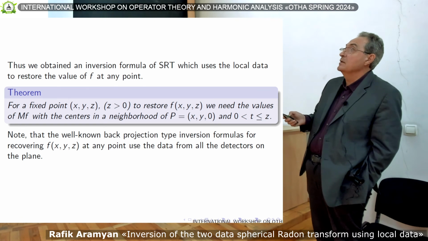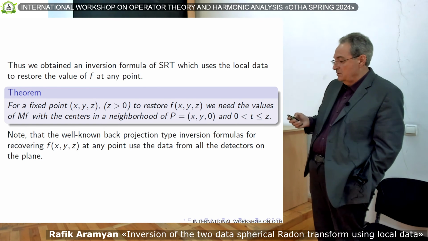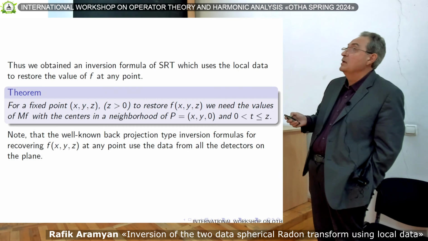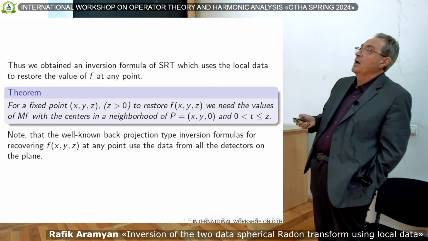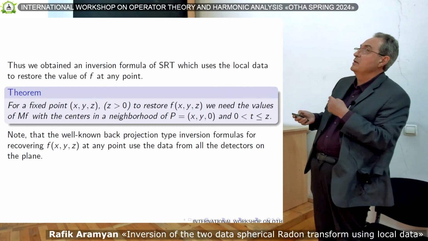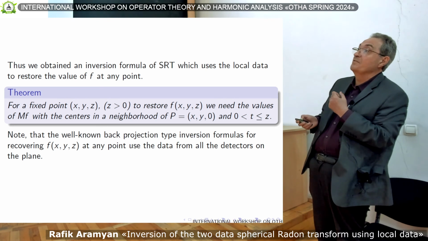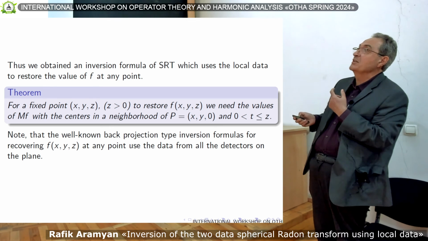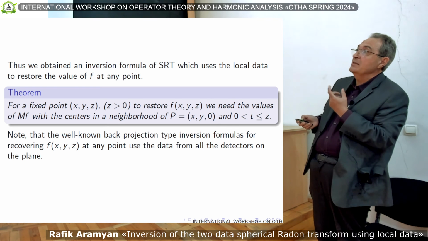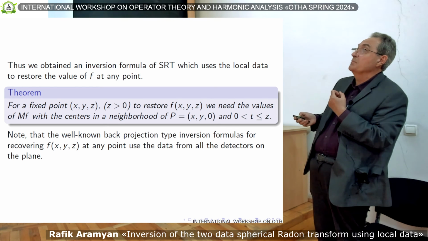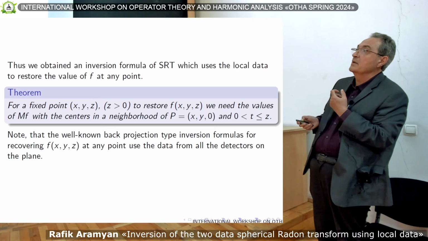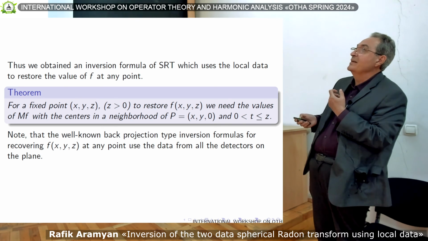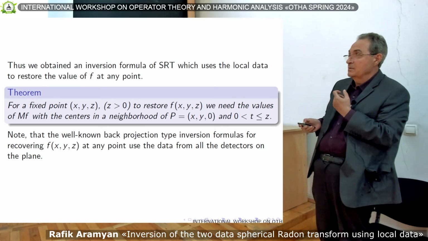So you see that this formula has the benefit of being local. I mean the following. For a fixed (x,y,z), to restore the value of f at the point, we need the values of M f, the spherical means, with centers in a neighborhood of the projection point, and t changes from 0 to z. Note that the well-known back projection type inversion formulas for recovering f(x,y,z) at any point use the data from all the detectors on the plane.